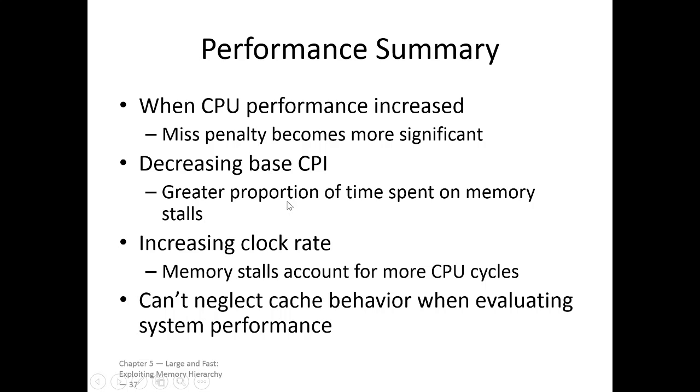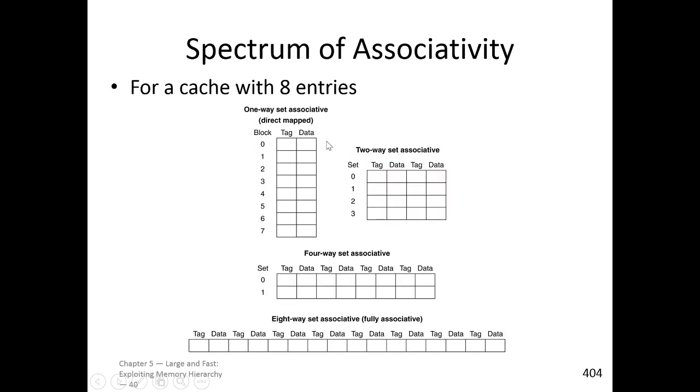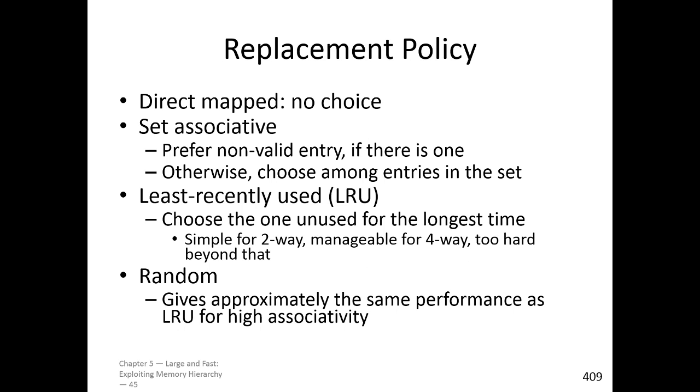So you end up with a number of trade-offs. Decreasing base CPI means a greater proportion of time is spent on memory stalls. This literally just goes through the trade-offs in performance from different angles: CPU performance, decreasing CPI, and increasing clock rate. Bottom line, you can't neglect cache behavior when evaluating system performance. These are just three different ways to look at it. Okay, that concludes the first portion.